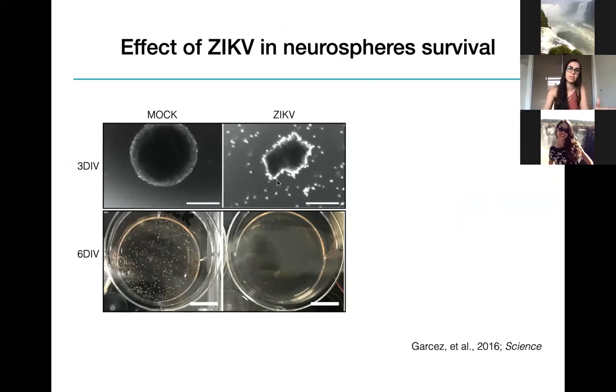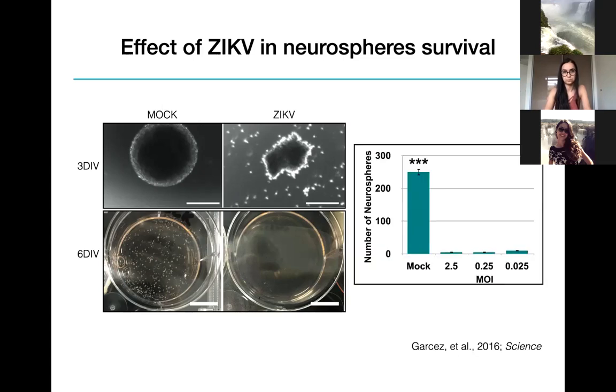of infection, that the morphology of these neurospheres was completely aberrant. So instead of being round, it was completely aberrant with lots of cell death. After 6 days, this culture was completely absent in comparison to the mock. Mock here is just a supernatant of the virus cells that we cultivate the Zika virus.